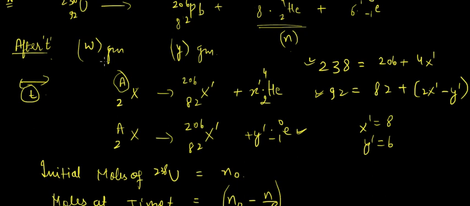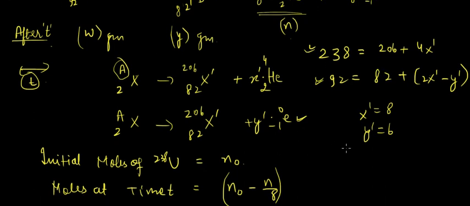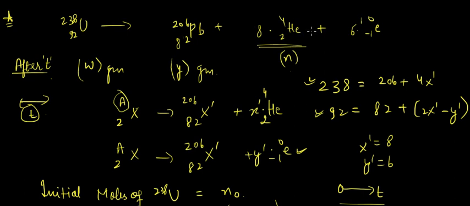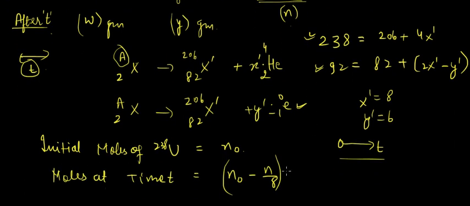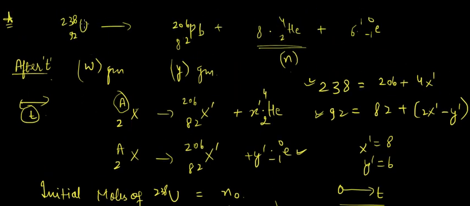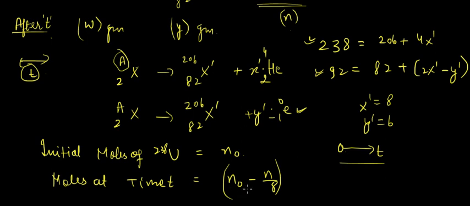Why? Because from 0 to t, n moles of helium were captured. So moles that have been dissociated of U238 from 0 to time t would again be n by 8. So moles remaining would be n naught minus n by 8.